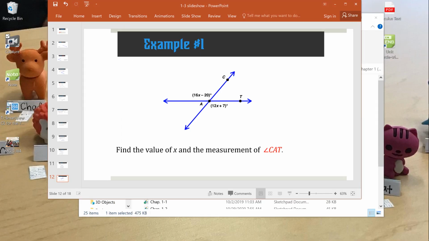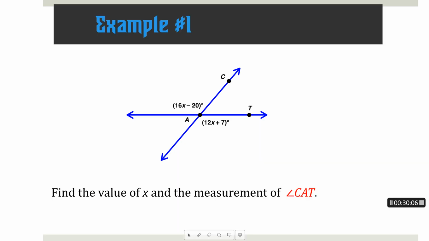Krish, what do you got? 3x equals 27 over 4. Anybody else, 27 over 4? Yes, thank you. And CAT equals 88 degrees. How did you get CAT being 88? Angle CAT. Yeah, I gotcha. So first I did C equals T, so 12x plus 7 equals 16x minus 20.